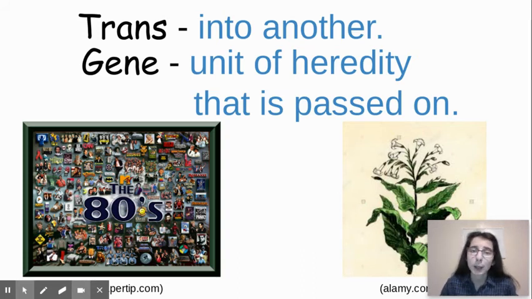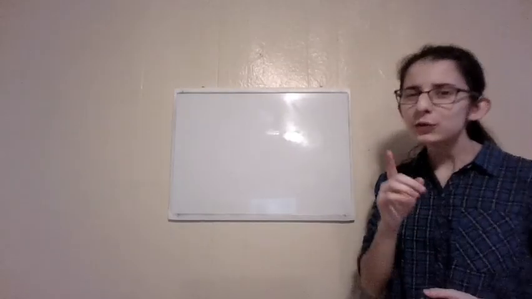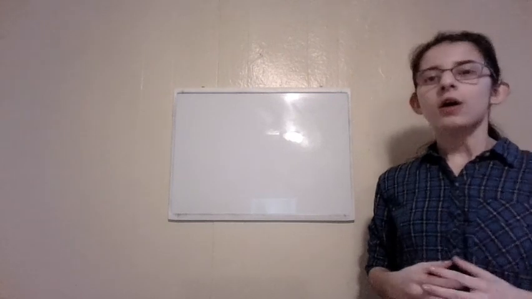The first transgenic plant was made in the early 1980s, and it was a tobacco plant that expressed both antibiotic and herbicide resistance. So yay, tobacco. Excuse me, how do you make a transgenic plant?